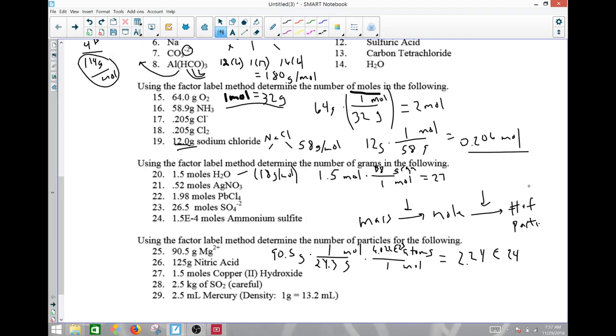So this is a pretty common pathway. Be aware of that. Obviously I don't have a relationship that goes from mass directly to number of particles. I must go via moles. Okay. Thank you very much.